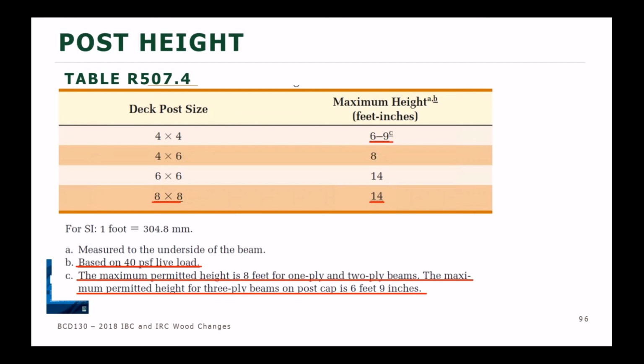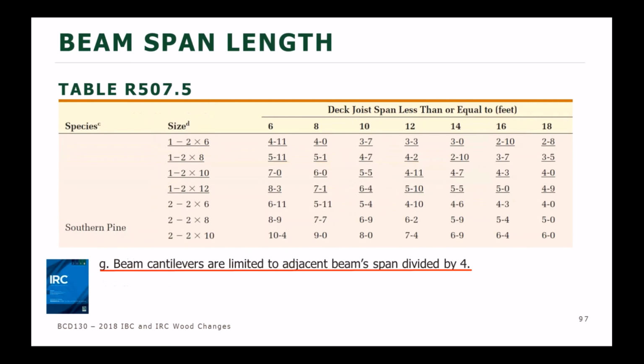The 1 and 2 ply beams can have a height of up to 8 feet. And we're just looking there at what's the maximum amount of beam that you can attach physically to that post. What capacity does it have?